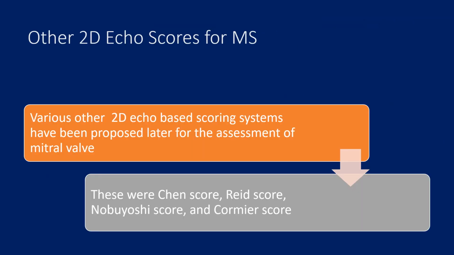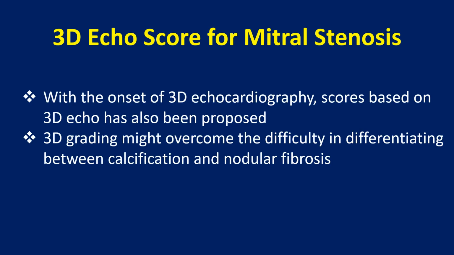Various other 2D echo-based scoring systems have been proposed later for the assessment of the mitral valve. These were the Chen score, Reed score, Nobuyoshi score, and Cormier score. With the onset of 3D echocardiography, scores based on 3D echo have also been proposed. 3D grading might overcome the difficulty in differentiating between calcification and nodular fibrosis.